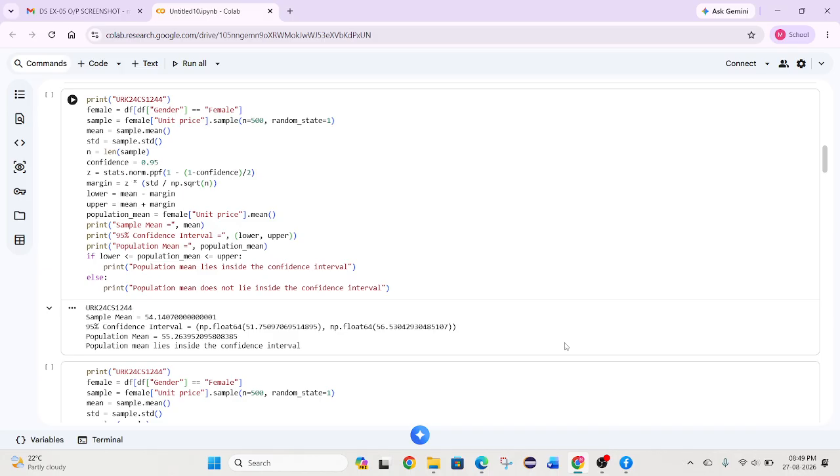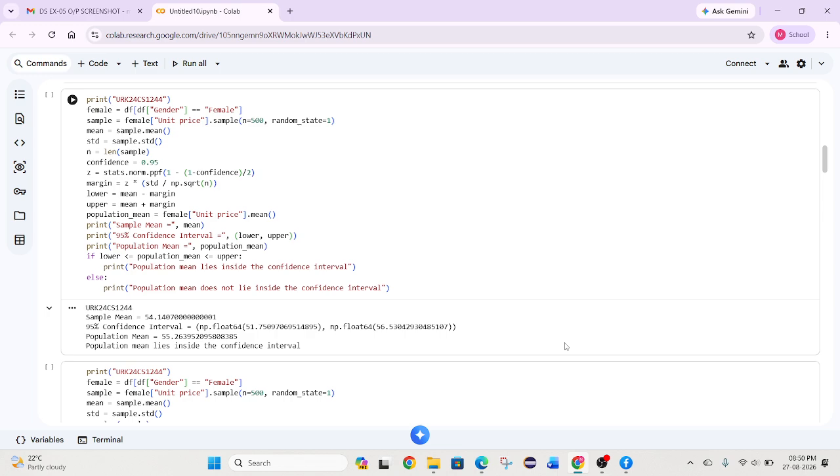Here pandas is used for data handling, numpy is used for mathematical calculation, and scipy provides statistical functions. Again, we select the female customers, then we select 500 unit price sales. Here we calculate the sample mean, sample standard deviation, and sample size. Z value: since we are using a 95% confidence interval, the Z value is approximately 1.96. Then the margin calculates the margin of error, and the formula is lower equals mean minus margin, upper equals mean plus margin. These two values give our confidence interval.